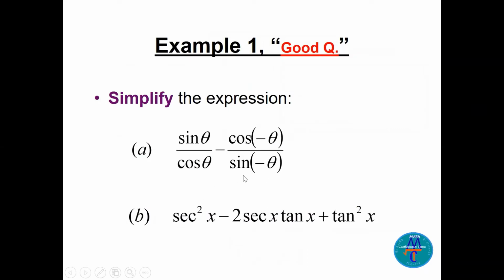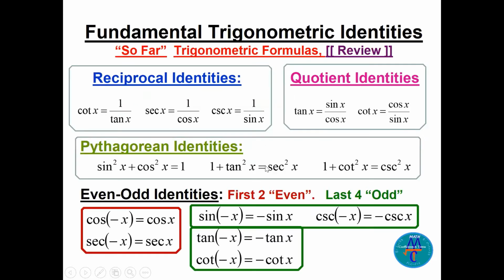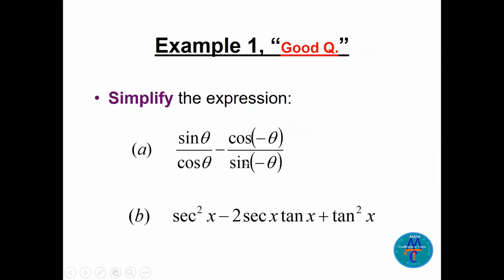Let's simplify the expression. We have two questions here, part A and part B. I will start with the first one: sine theta divided by cosine theta minus cosine of minus theta divided by sine of minus theta. Anytime you see a negative, it's a good idea to use these even and odd identities.